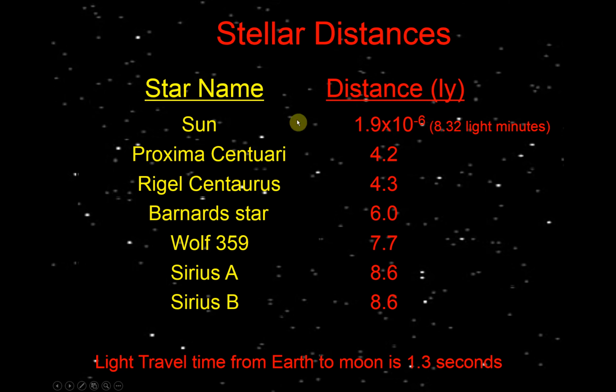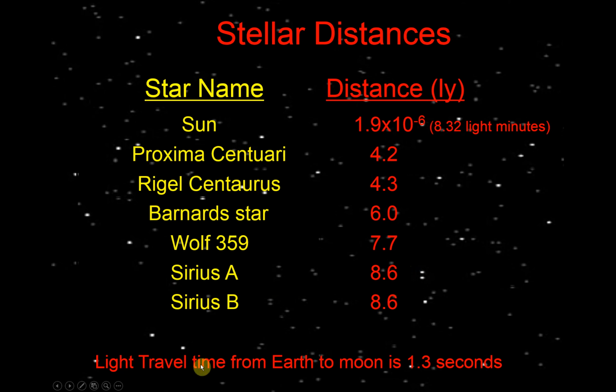The distance from the Sun to one of the nearest stars, Proxima Centauri, is 4.2 light years. Distance to Rigel Centaurus, 4.3, Barnard's Star, 6, Wolf 359, 7, and Sirius A and B, a double star system, hence the A and the B, being about the same distance here of 8.6 light years.